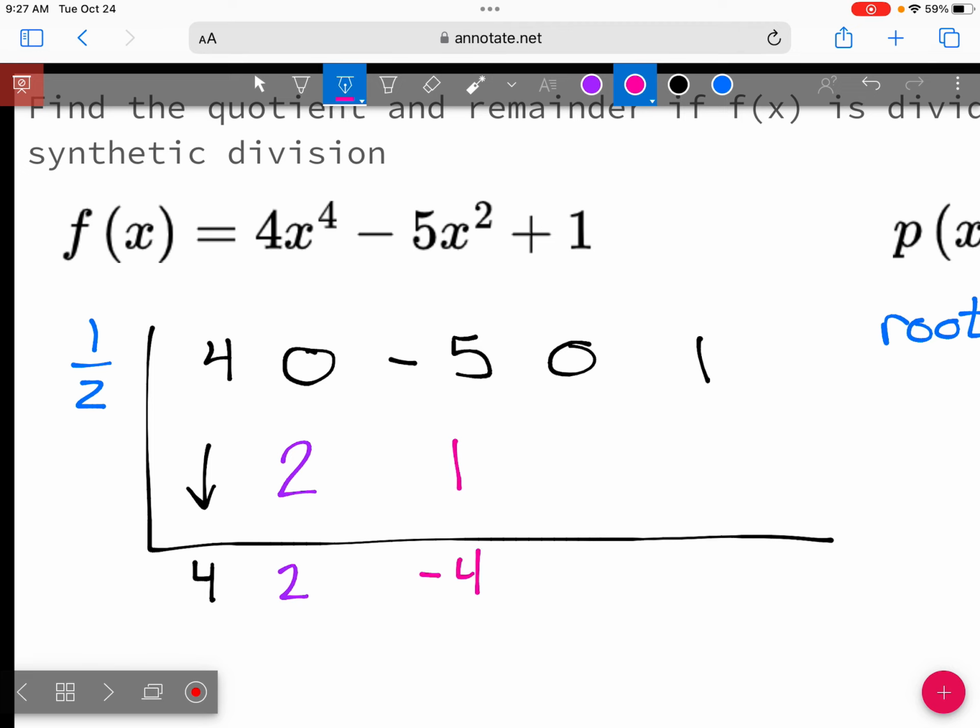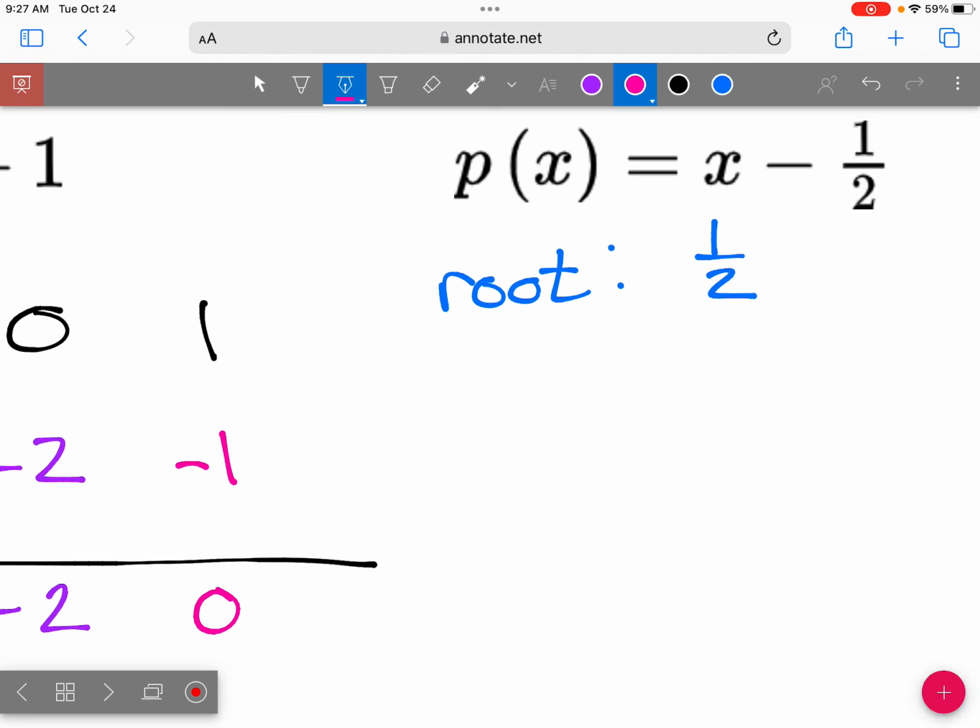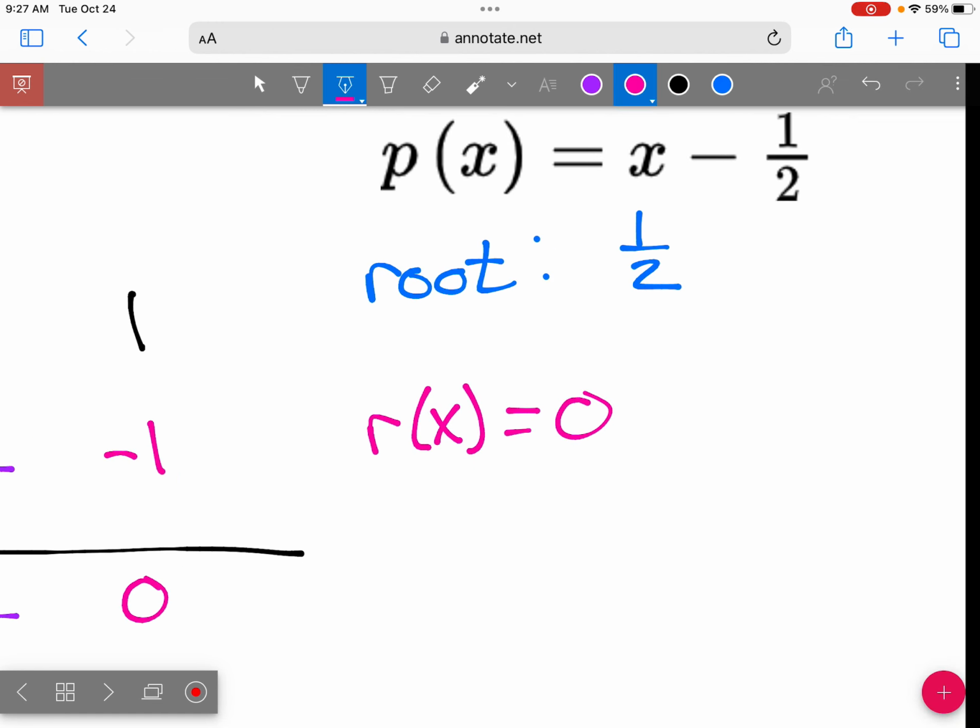So what goes under my next 0? -2. I'm going to get a different color here. So when we add that together, we get -2. What's going under the 1? -1. Which means my remainder is 0. So my R of x is 0. That means x minus 1/2 is a factor.